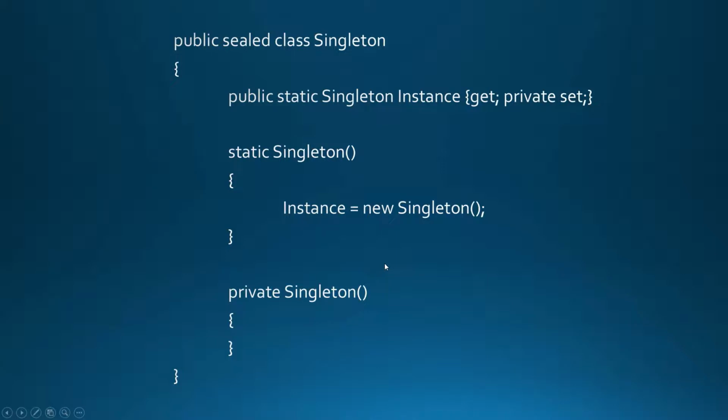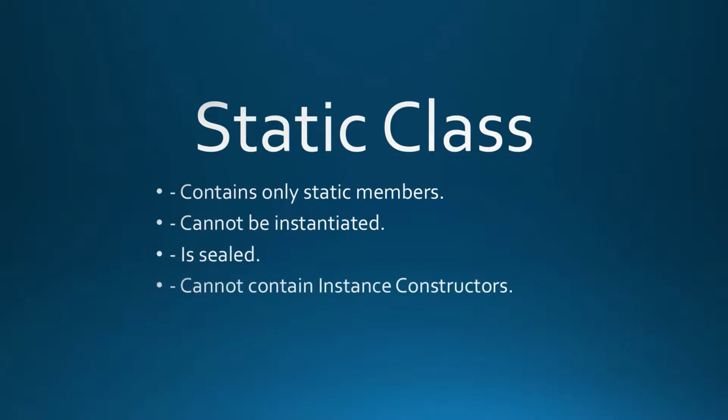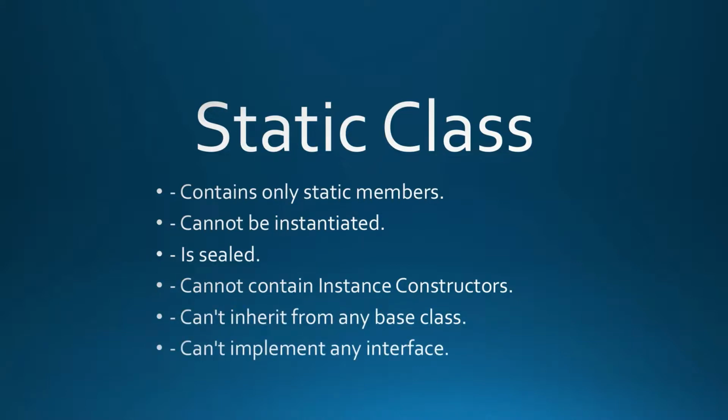Now let's talk about the static class. Static class is a class that contains only static members, cannot be instantiated, is sealed, cannot contain instance constructors, can't inherit from any base class, and can't implement any interface.